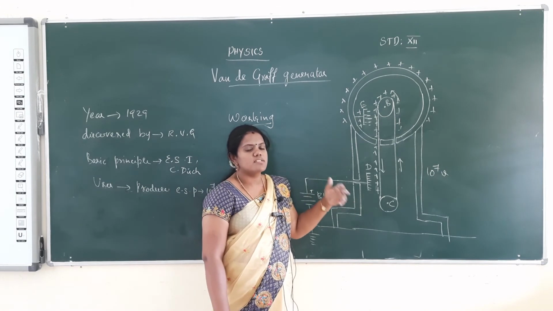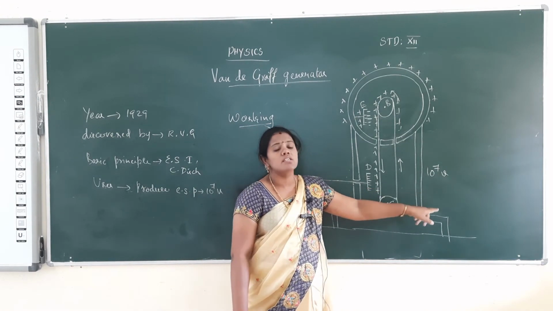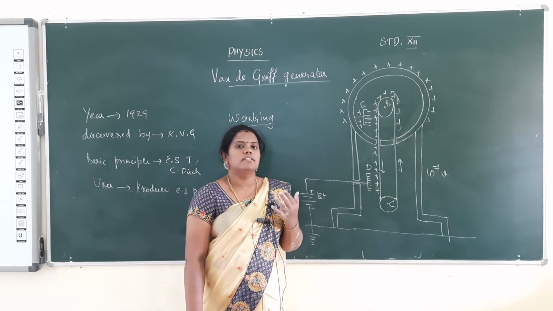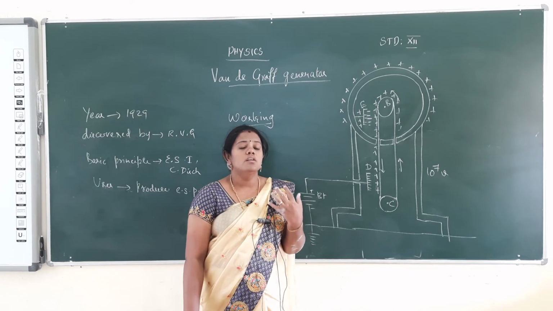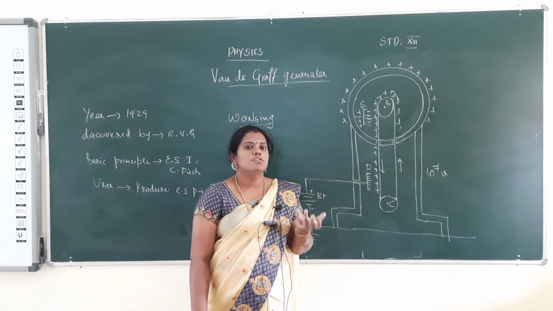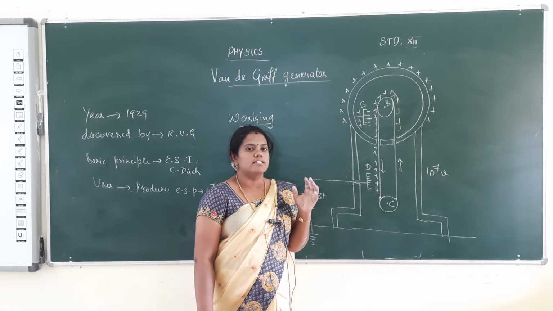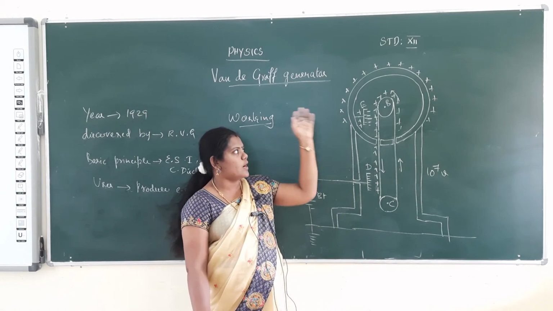So this process continues until it reaches the level of 10 power 7 volt potential difference. Beyond this limit the chamber does not store the potential difference, so the electrical energy is lost to the surroundings. So definitely we prevent that by using a stainless steel chamber, which is covered on the outside of the chamber.